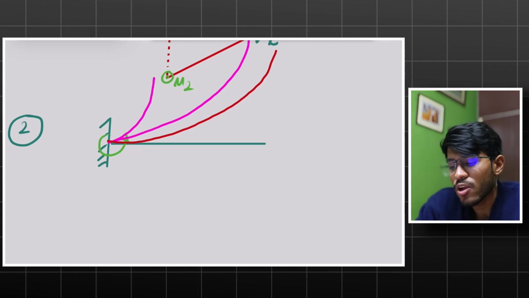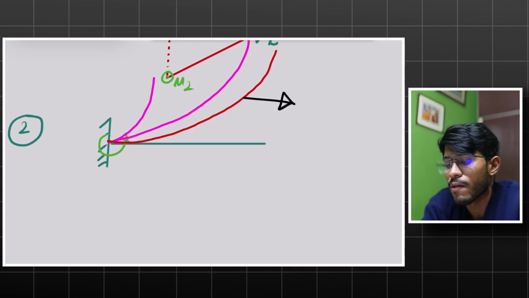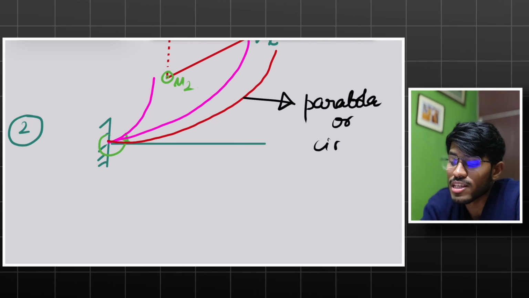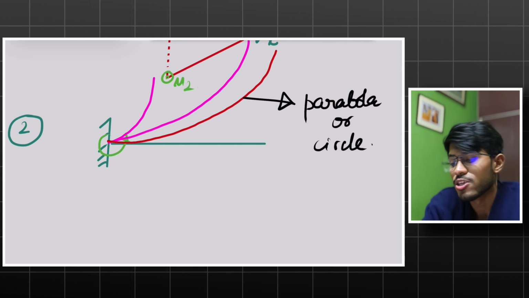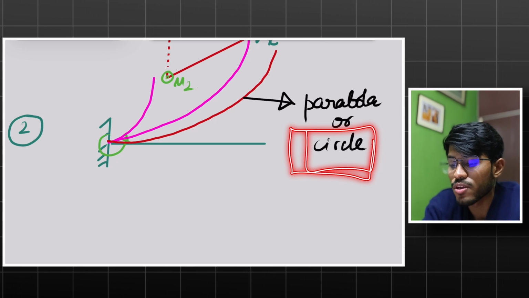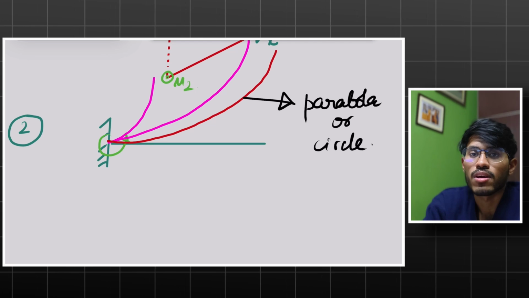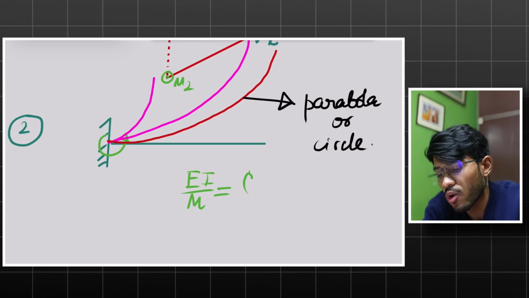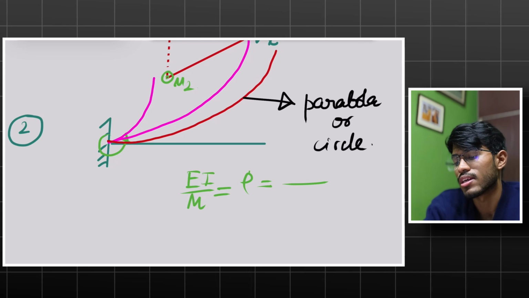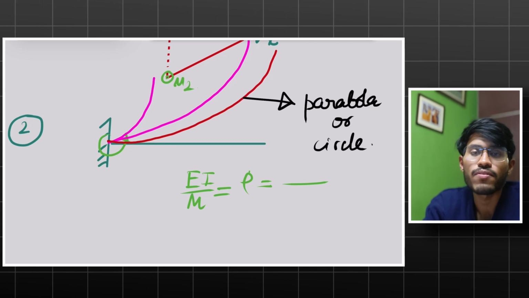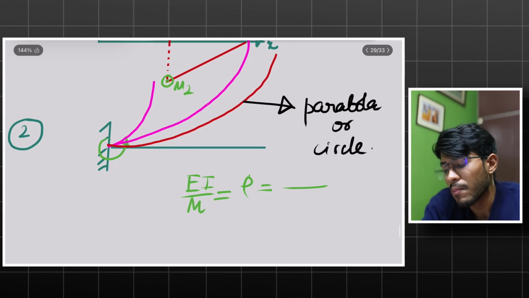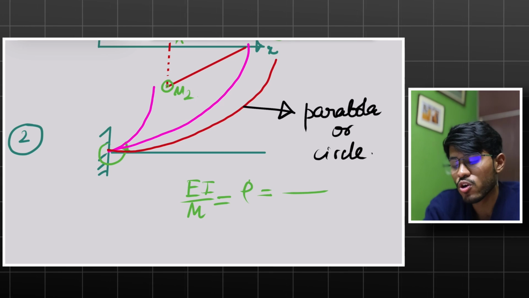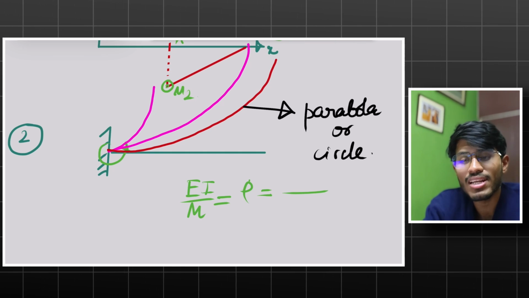Now they asked me, can you tell me what will be the shape of the curve, either a parabola or a circle? I got the answer that it will be a circle, because I knew that this M by EI actually will be 1 by rho, and that is why it will be a circle. And even if you don't know it, by the basic notion that it is a case of pure bending, the bending moment is constant everywhere, so you are supposed to draw a circle.